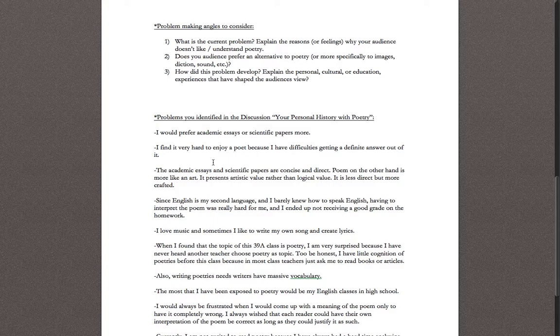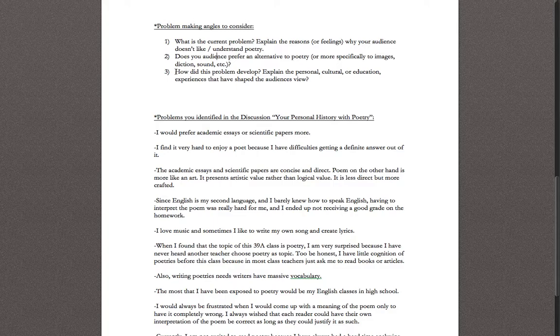That's the current problem. The second question says, does your audience prefer an alternative to poetry, or more specifically to images, diction, sound, lineation, etc.? So this is almost an extension of the current problem. It would be saying what the audience prefers instead. For instance, do you like poetry? Nah, I don't like poetry, but I like lyrics, and I'm really into song lyrics. Okay, they prefer an alternative. Why do they prefer that alternative? And potentially, what do you think is problematic about that alternative? That kind of leads us into the third question.